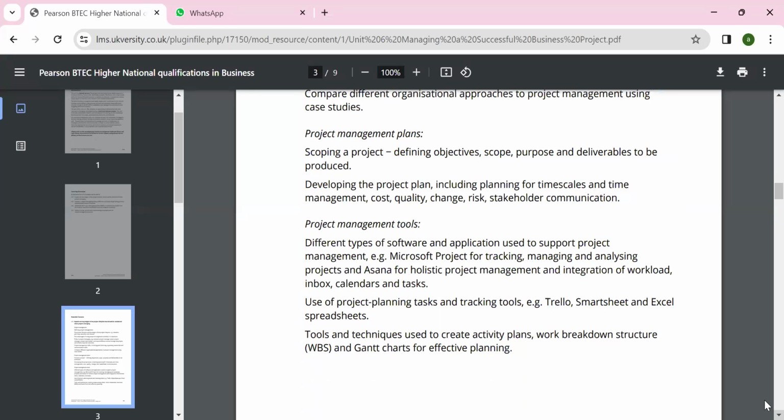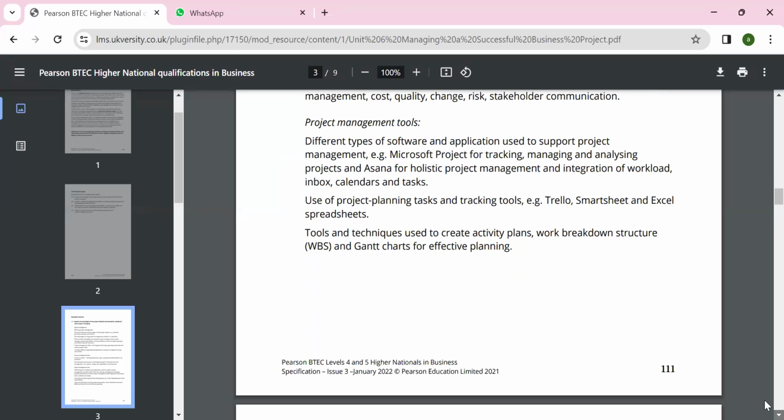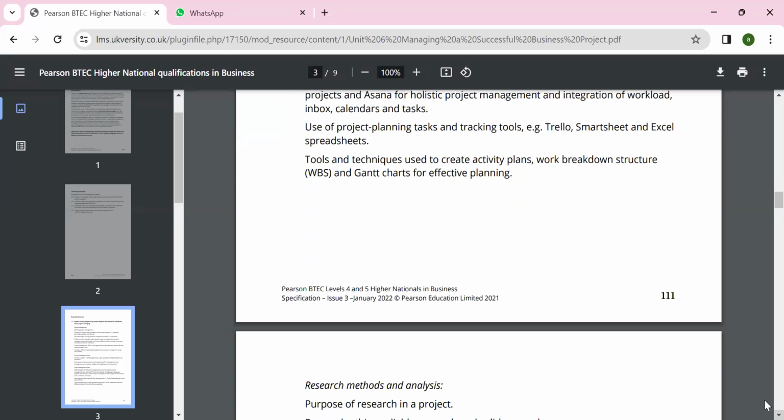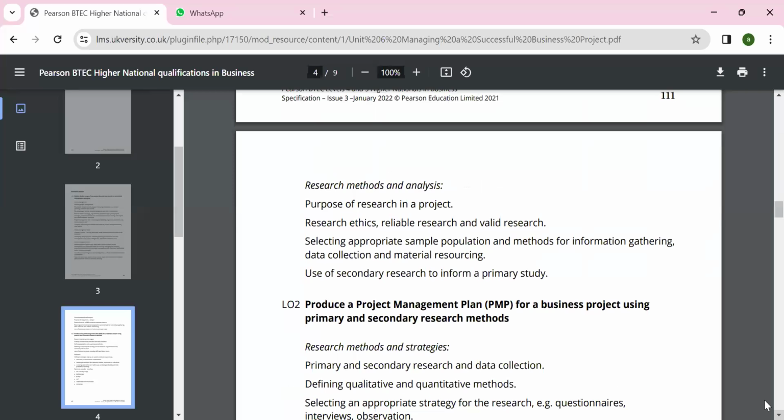We can look around the aims, objectives, deliverables. We can look around the project management tools, Microsoft Project: tracking, managing, analyzing, holistic project integration of the workload. We can look around sheets and Excel spreadsheets we can use, work breakdown structure, what we do, and the purpose of the research project, research ethics.